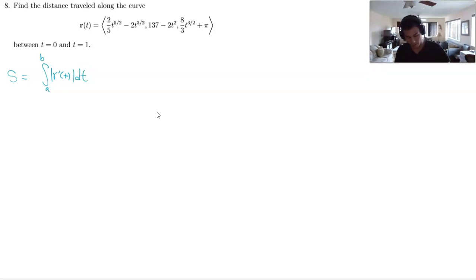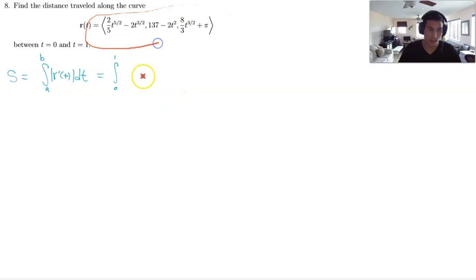So what we want to do is find, well, we know what B and A already are, so we can replace B and A with 1 and 0. But then R prime of t, we have to actually take this derivative real quick and then take its norm and put it over here. So let's do that in a different color. Let's do that in black.